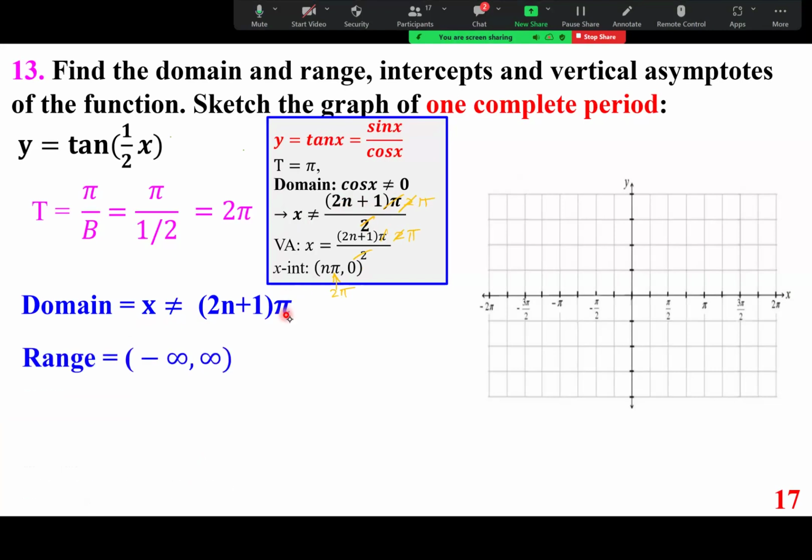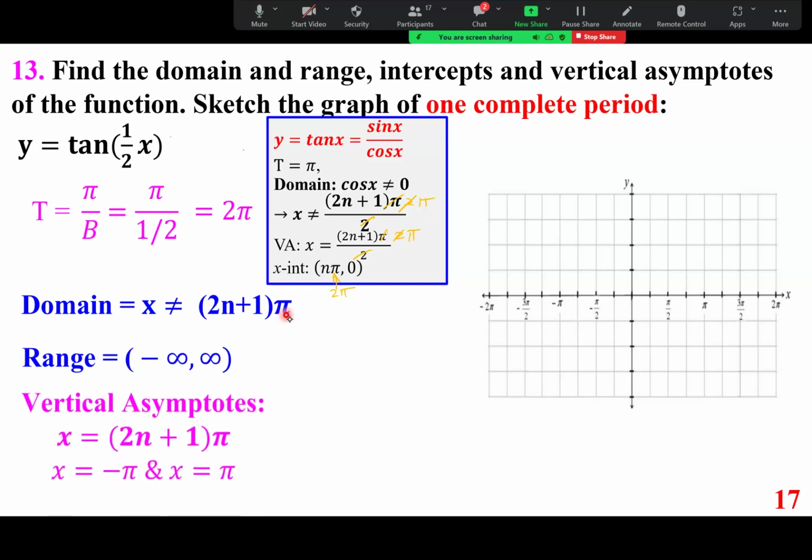Range is all real numbers, that doesn't change. Vertical asymptote, we mentioned it's here, (2n plus 1) times pi. And for one period, a complete cycle, x equals minus pi, x equals pi. Remember, for the basic tangent, a complete cycle goes from negative pi over 2 to pi over 2, and the vertical asymptotes are x equals minus pi over 2 and x equals pi over 2. In this case, we have the vertical asymptotes x equals minus pi, x equals pi.